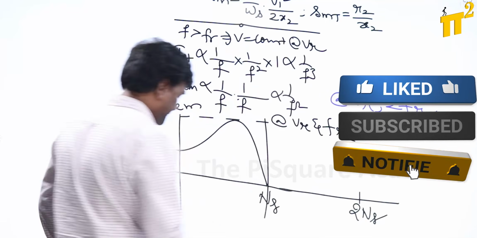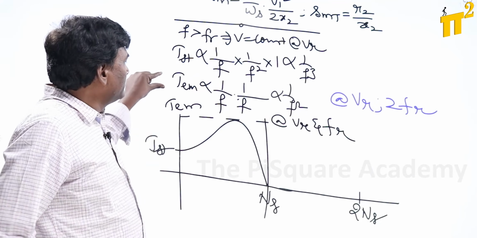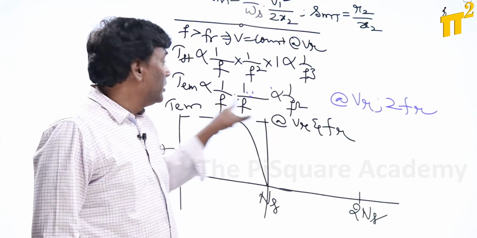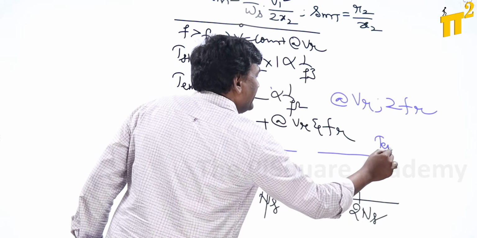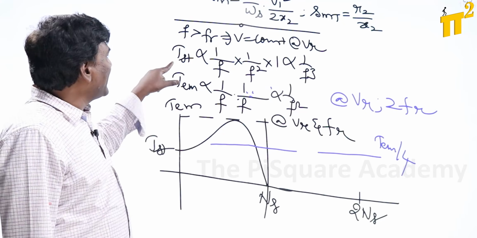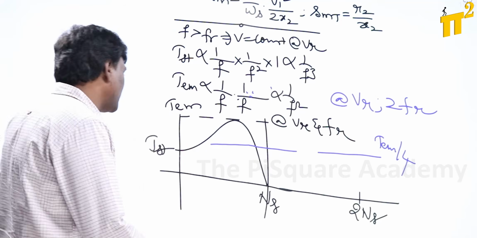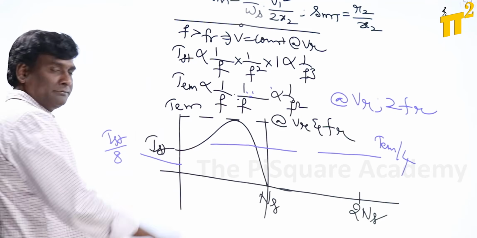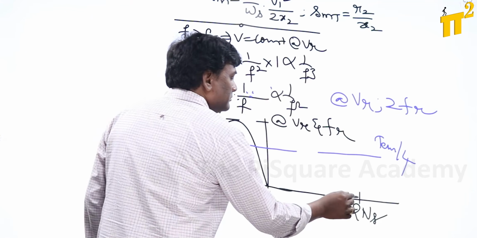Okay, now let us see here. Pull-out torque is inversely proportional to frequency square, and frequency is doubled, so my TM should be reduced to TM by 4, right? And starting torque is inversely proportional to F cube, frequency is doubled, so starting torque should be TST by 8. That's it. Now the remaining characteristic.